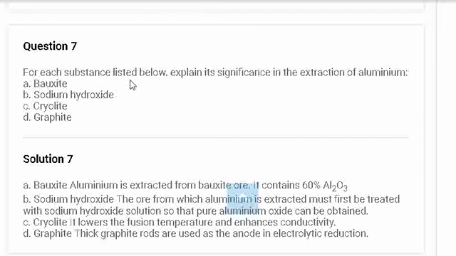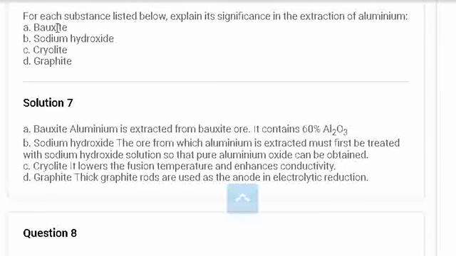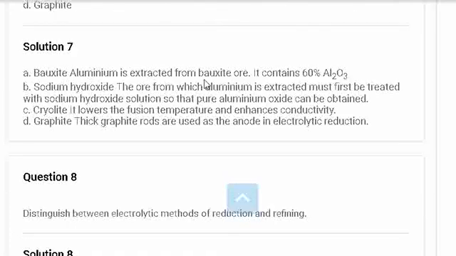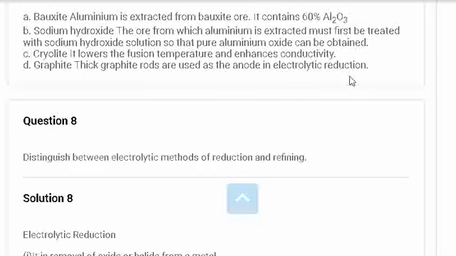For each substance listed below, explain the significance in the extraction of aluminum: bauxite, sodium hydroxide, cryolite, graphite. Bauxite: aluminum is extracted from the bauxite ore. It contains 60% Al2O3. Sodium hydroxide: the ore from which aluminum is extracted must first be treated with sodium hydroxide solution so that pure aluminum oxide can be obtained. Cryolite lowers the fusion temperature and enhances conductivity. Thick graphite rods are used as the anode in electrolytic reduction.